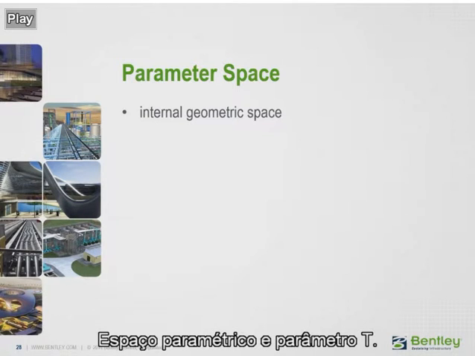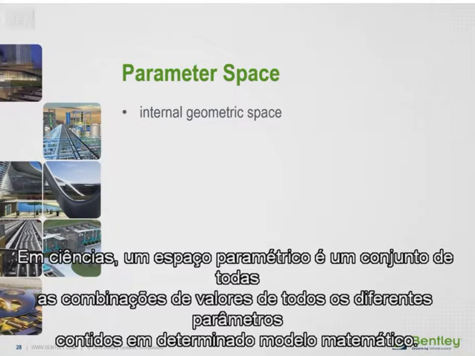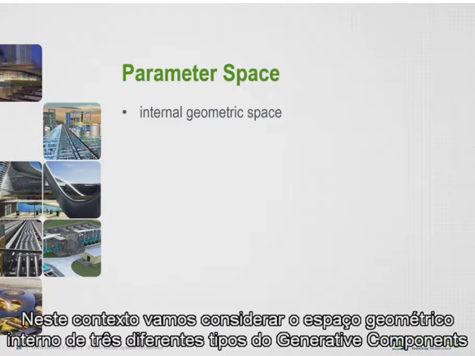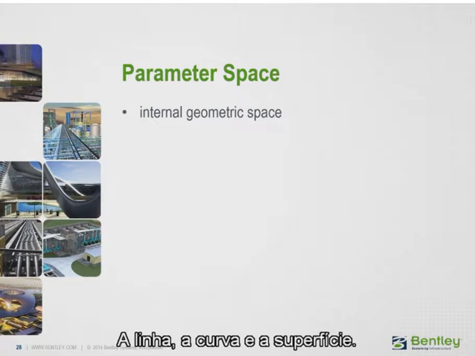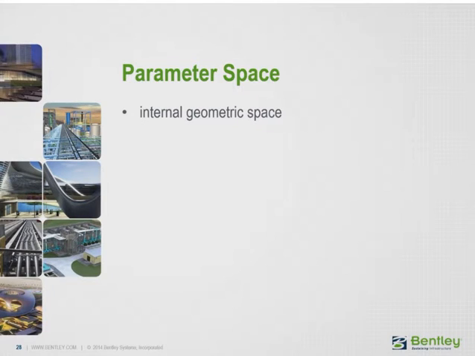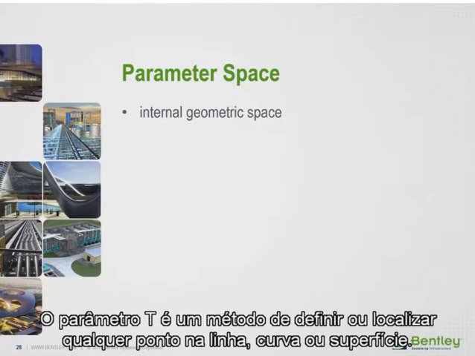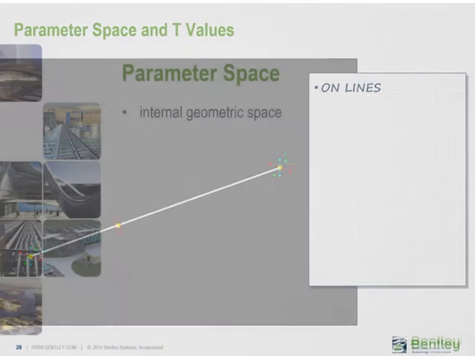Parameter space and t-values. In science, a parameter space is the set of all combinations of values for all the different parameters contained in a particular mathematical model. In this context, we will consider the internal geometric space of three different GC types: a line, a curve, and a surface. The t-value is a method of defining or locating any point value on that line, curve, or surface.